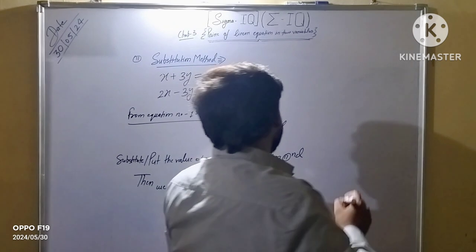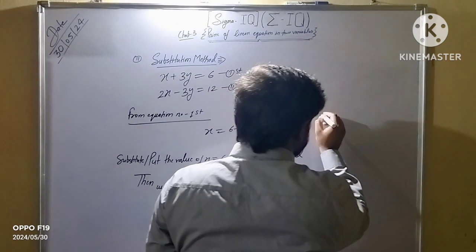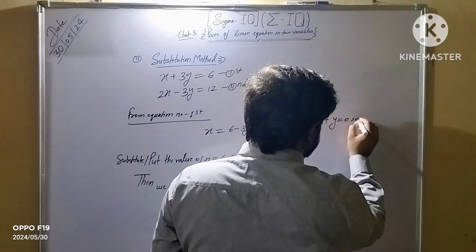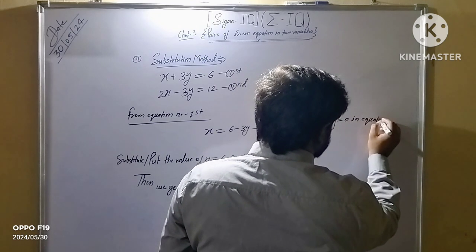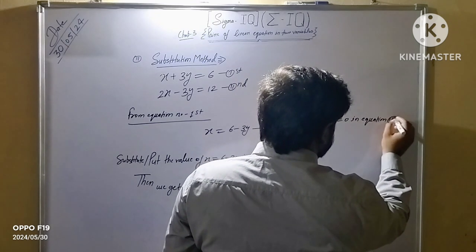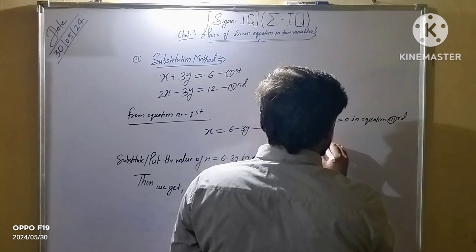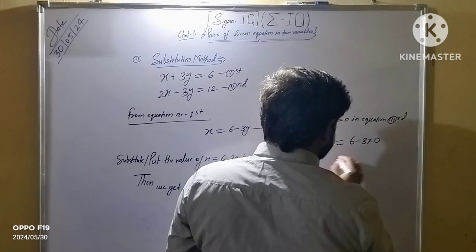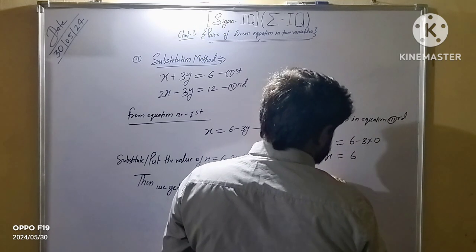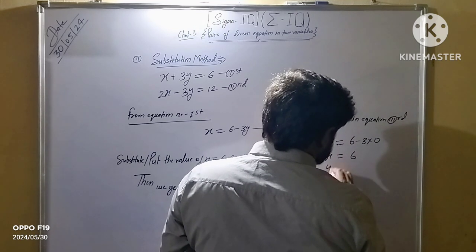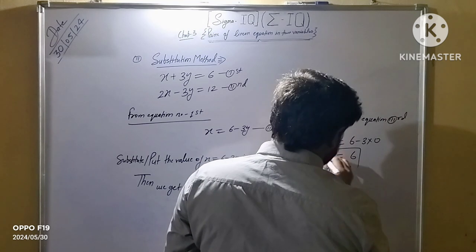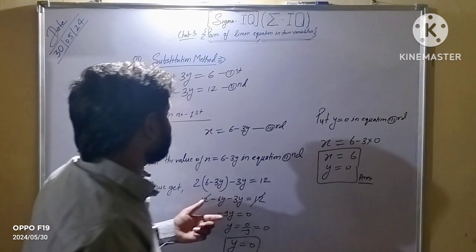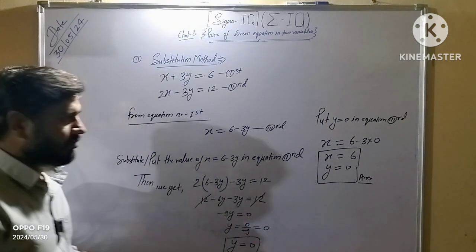Put y equal to 0 in equation number third. Then x equal to 6 minus 3 into 0. x equal to 6. x equal to 6, y equal to 0. This is the answer. I think the substitution method is clear to all of you. Okay.